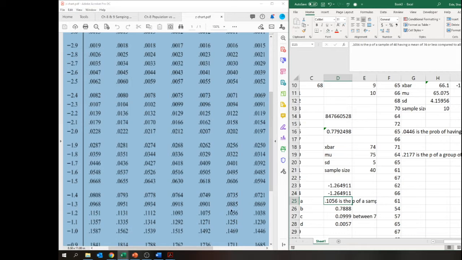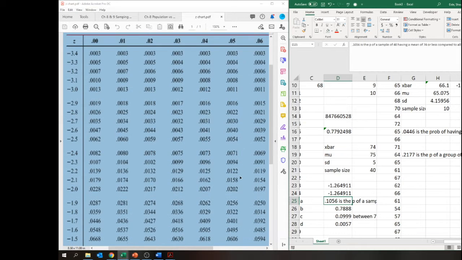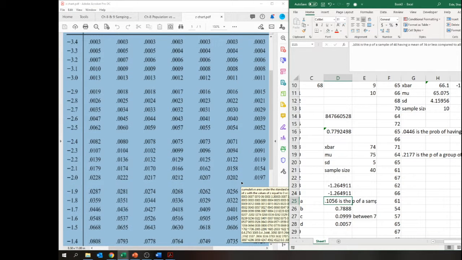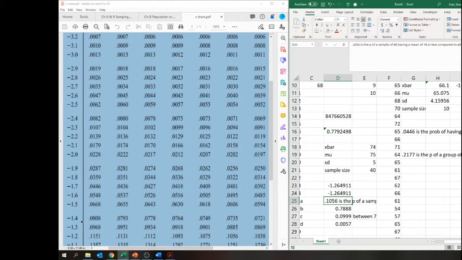Why did I do 5? I did 5.5 instead of 5.6. Or negative 1.26. I think I was off when I scrolled down. So negative 1.26. Yes. So it's supposed to be 0.1038. I apologize, guys.